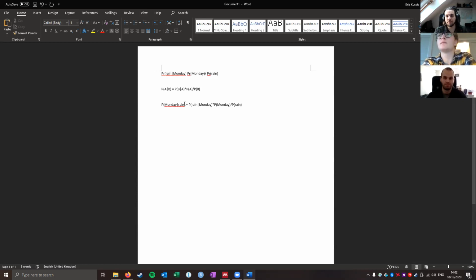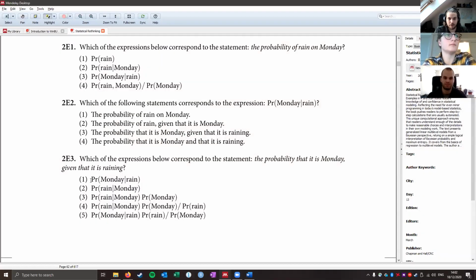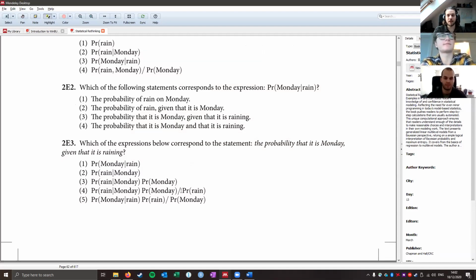So basically, answer number one here, Monday given that it's raining, is the left-hand side of the Bayes theorem, with number 4 being the right-hand side. Yeah, I'm with you. Cool. All right. See Gregor nodding as well.